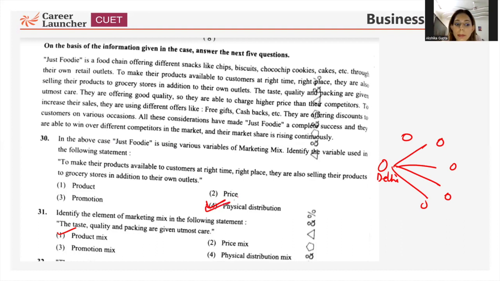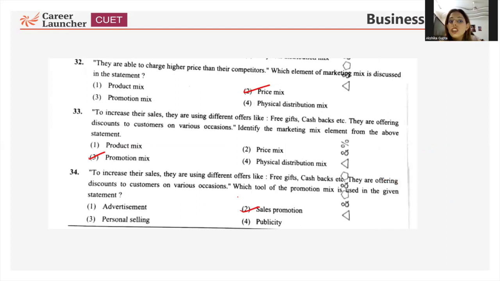Then identify the element: the taste, quality, and packing are given utmost care. That means we're taking care of the product mix, where we refer to what product we are manufacturing, designing, development, packaging of it, then labeling of it. Everything is done in the product mix. Then they are able to charge higher prices than their competitors. Why? Because of less competition in the market. So when we talk about the higher price, that is the price mix.